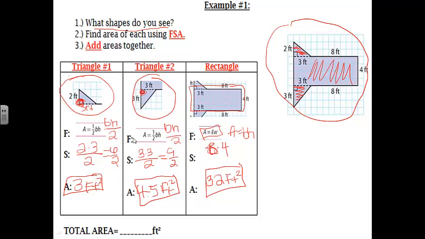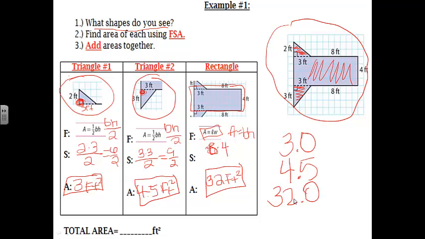All right, very good, you guys. Now, how easy was that? Y'all know how to do each of these 3 shapes separately. And now all we've got to do to find the area of the entire thing is add 3 plus 4.5 plus 32. Now this also can be a decimal lesson. Make sure you line up your decimals since we have a decimal involved.